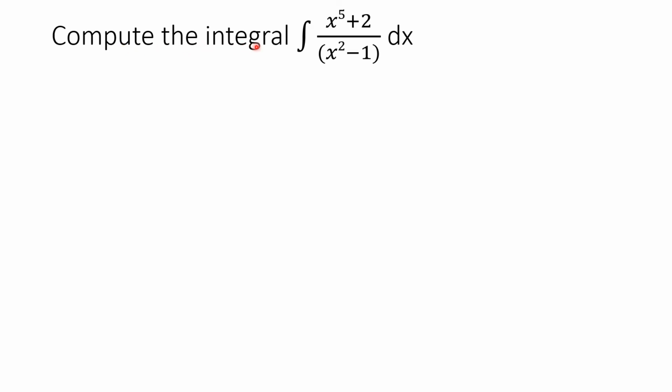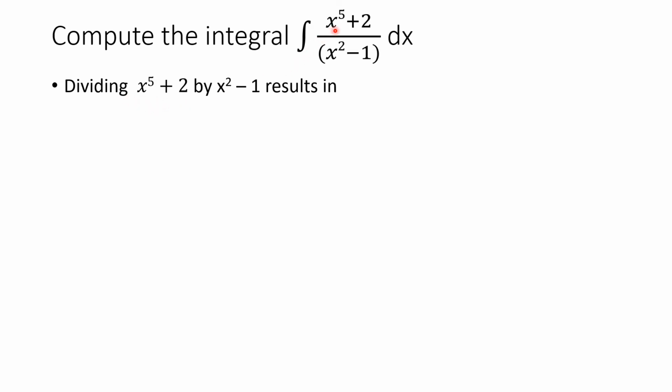Now we have to compute the integral of x to the power 5 plus 2 divided by x squared minus 1 dx. And this is a little bit difficult, so we have to do the division. We cannot just factor out the denominator. That will be a long way, and we may not even get there. So let's just go ahead and do division.